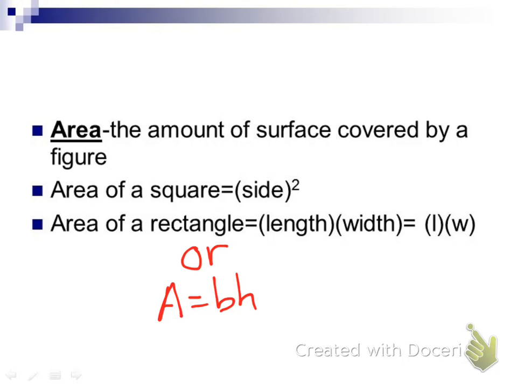So if you see L times W, it's area of a rectangle. You could also see B times H. That's also area of a rectangle. So go ahead and write this down. We have 11 examples to look at today. They do go fairly quickly, so this shouldn't take a ton of time. Like I said, I'm hoping you'll get your homework done in class so you can enjoy your weekend.